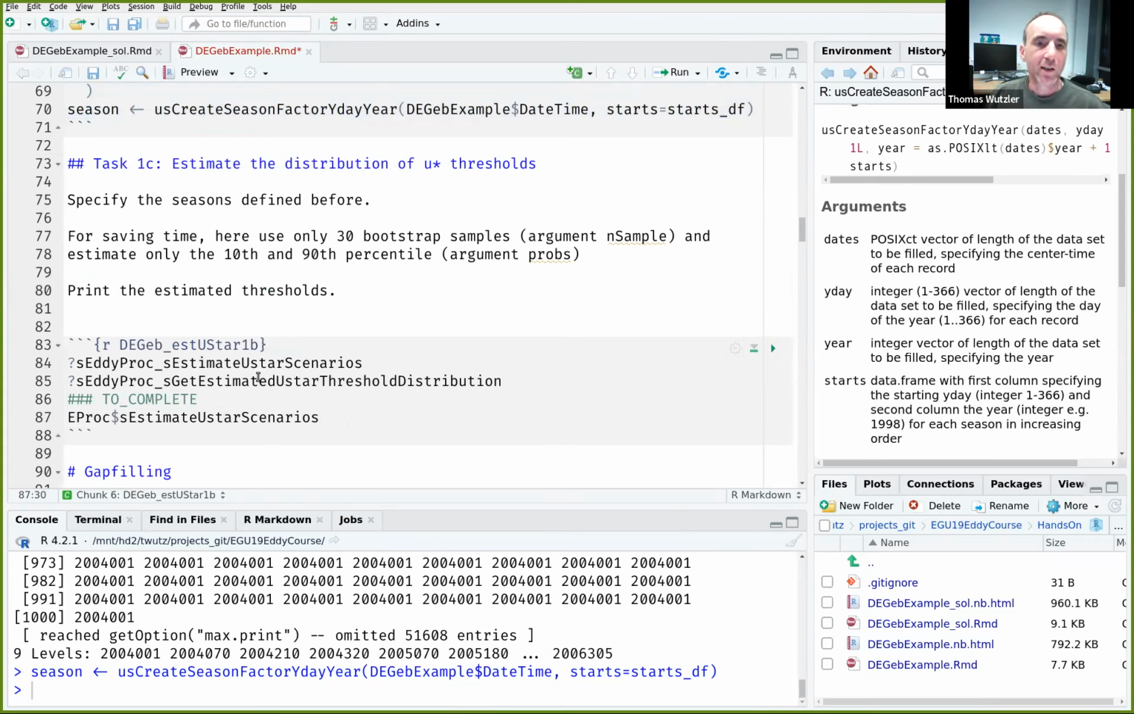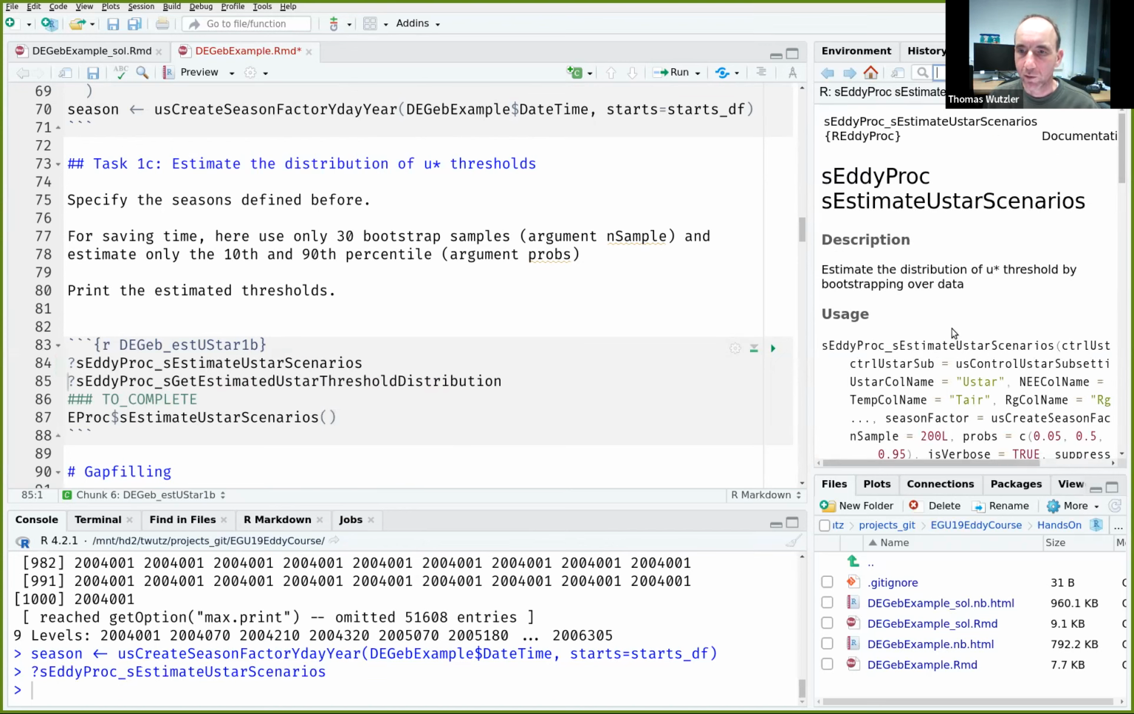Okay, now the next task is to do actually the ustar threshold distribution estimation. And we want to not use the standard seasons, so November to February and so on, but we want to use our seasons as we specify here. This is a method of the EddyProc class. So we have to estimate the ustar scenarios. And I again look at the help.